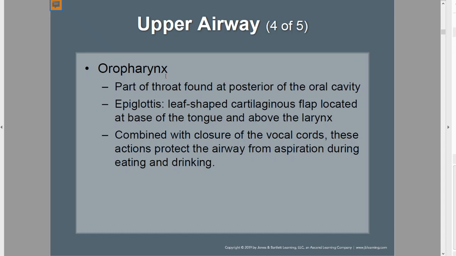Talking about the oropharynx, here we go. It's the part of the throat found at the posterior, the back of the oral cavity. We have the epiglottis, the leaf-shaped flap that's there to hopefully keep food and other things from getting into the trachea. You'll notice it says the epiglottis is above the larynx. Okay, that's good to know because if you were asked a question about that, there it is.